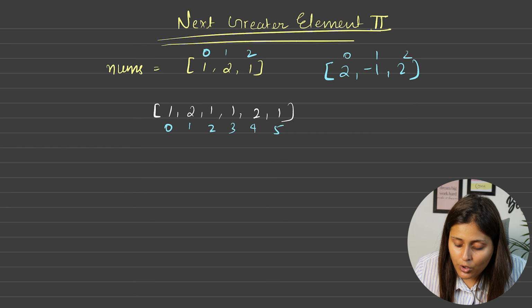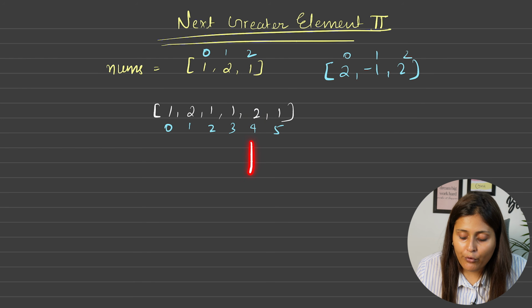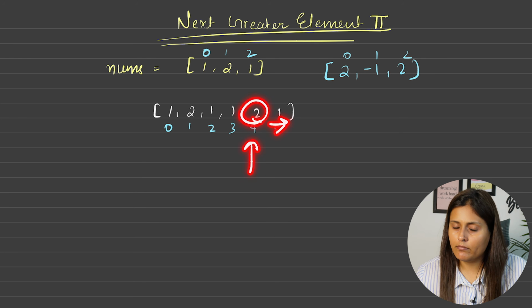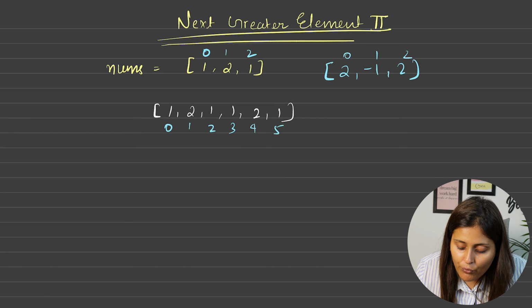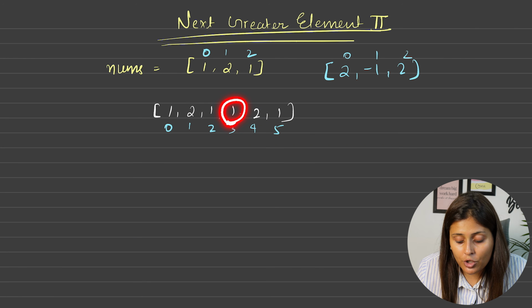Now 4th index, 2. For 2, what is the next greater element? Nothing, it does not matter. Now for 1, what is the next greater element? 2.